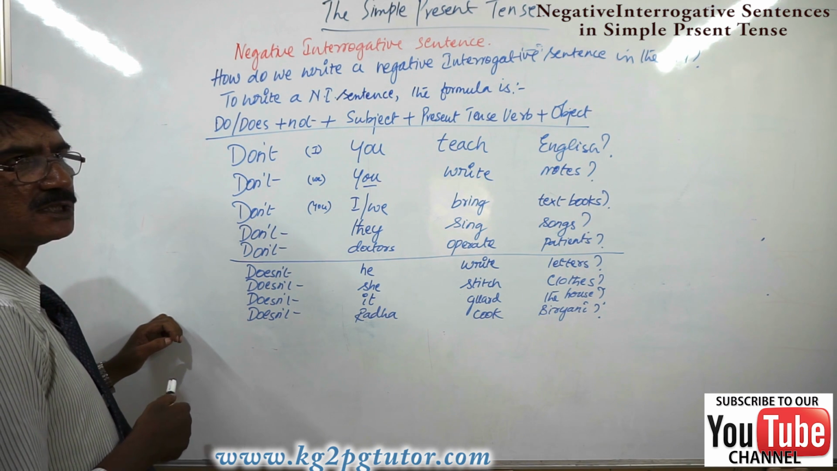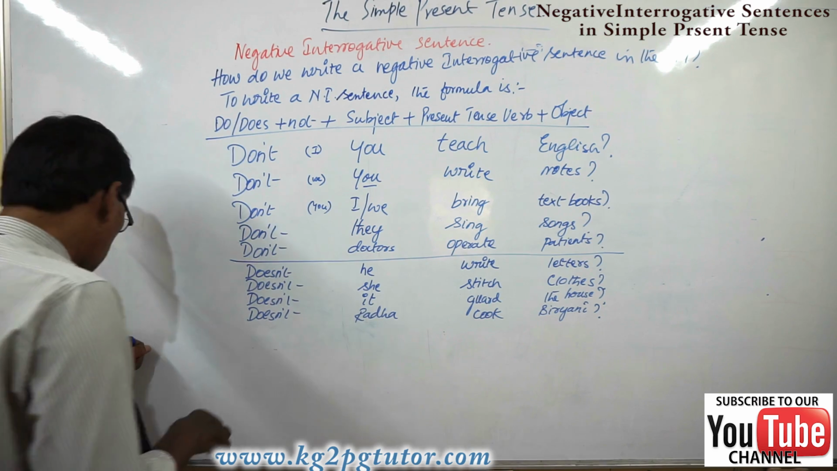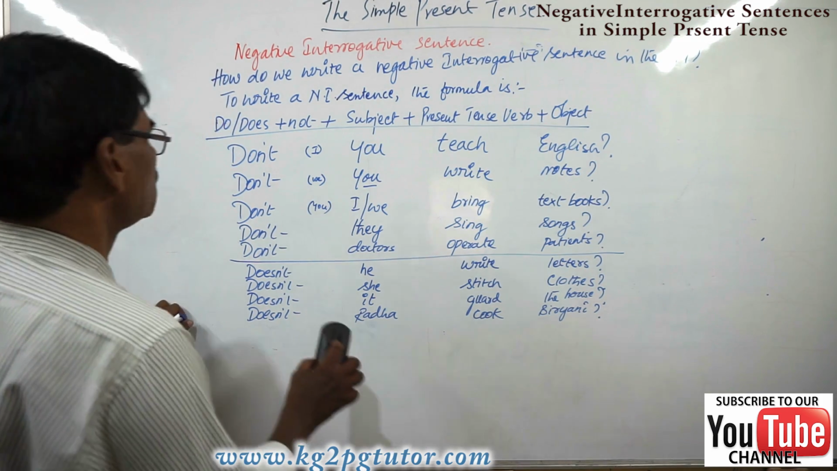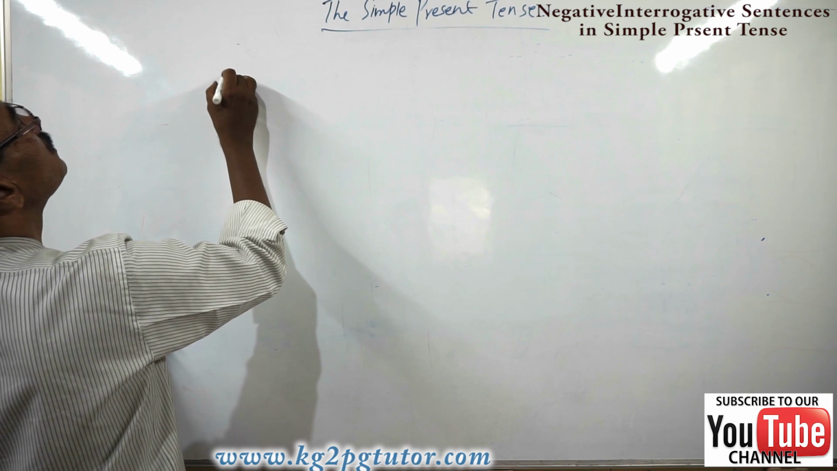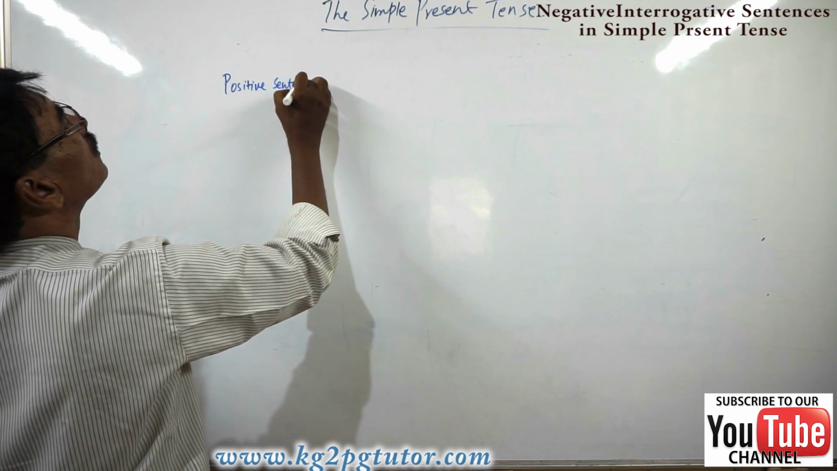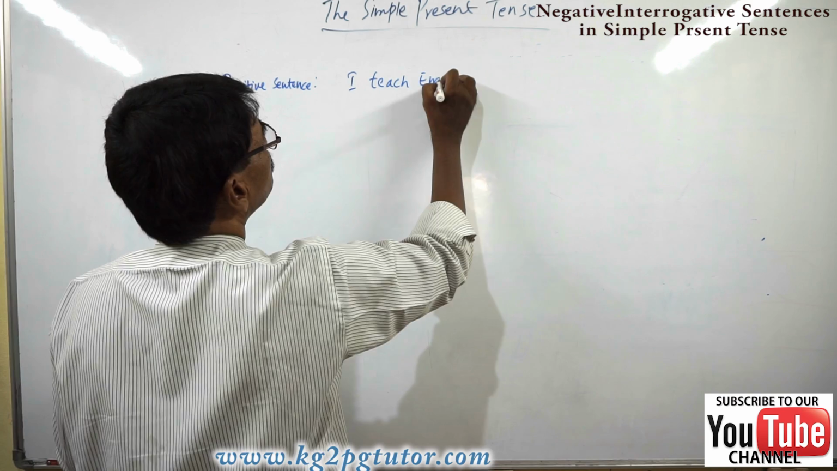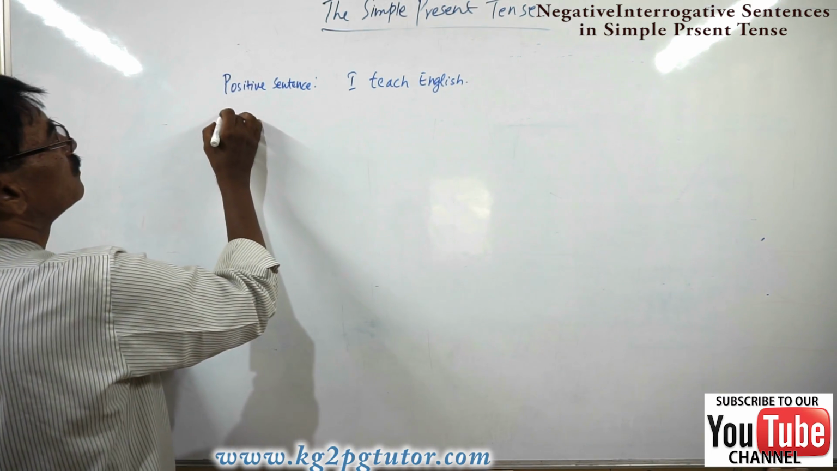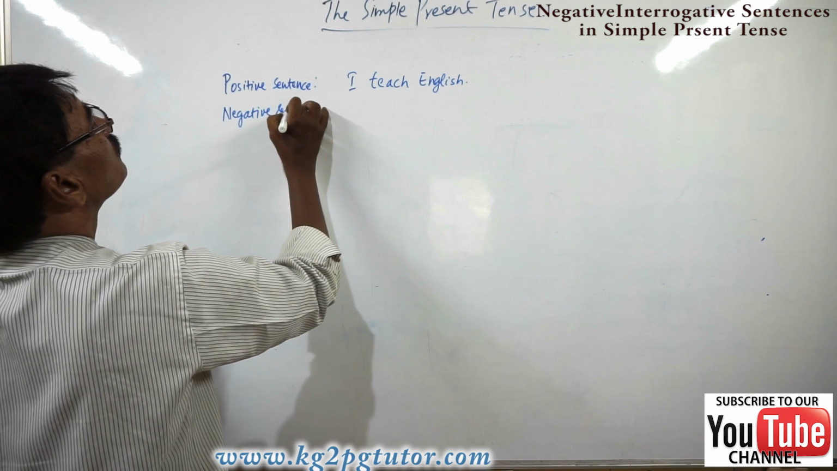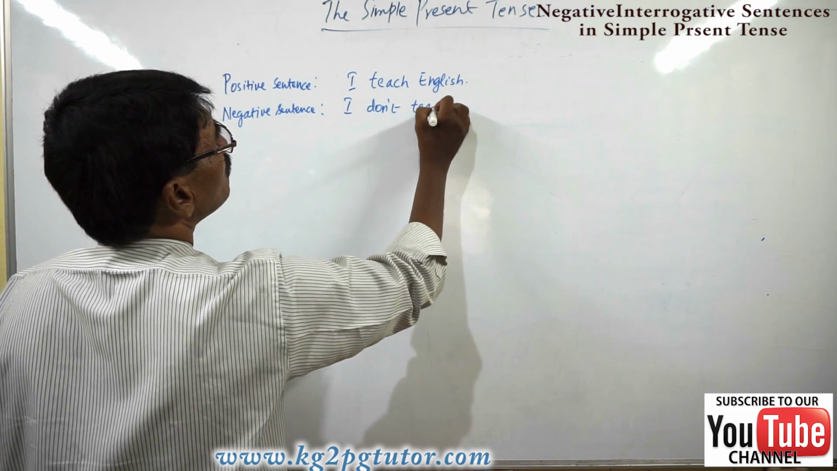We have learnt the positive sentence, the negative sentence, the positive interrogative sentence, and the negative interrogative sentence. Now we are going to see how we are going to use them in different situations. Okay. Now we'll write positive sentence. I teach English. Next, we'll write negative sentence. I don't teach English.